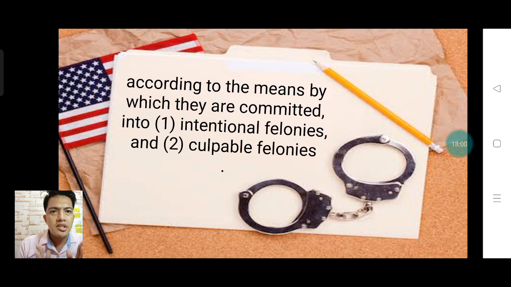So, may muntag intentional felonies, klaro kayo from the word intent. So, the act is with malice, na ay malice ang paghimo niya sa usaka krimen. Meaning there was intent or deliberate intent in the commission of the crime. There is deceit in the commission of the crime. Klaro kayo ang intentional felonies.